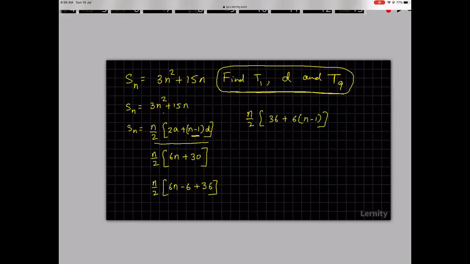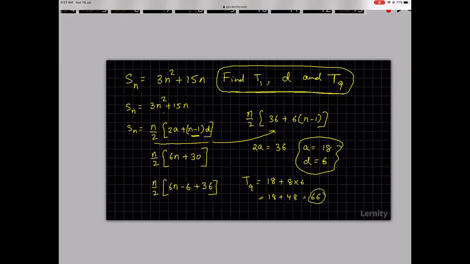Now you see this format and this format look the same. So what is 2a equal to? 2a is equal to 36. So a is equal to 18. Then what else can I say? I can say d is equal to 6. So here we got it. Then I asked you for T9. T9 is equal to 18 plus 8 into 6, that is 18 plus 48, which is 66. So a is equal to 18, d is equal to 6, and T9 is equal to 66.